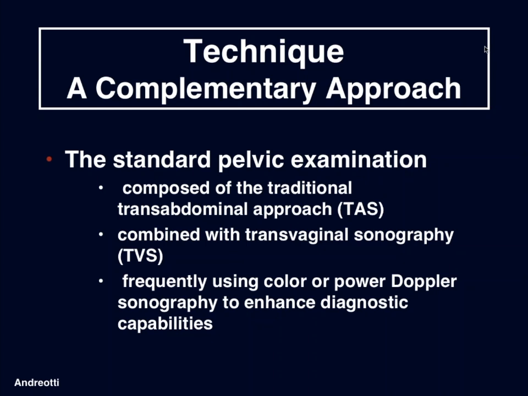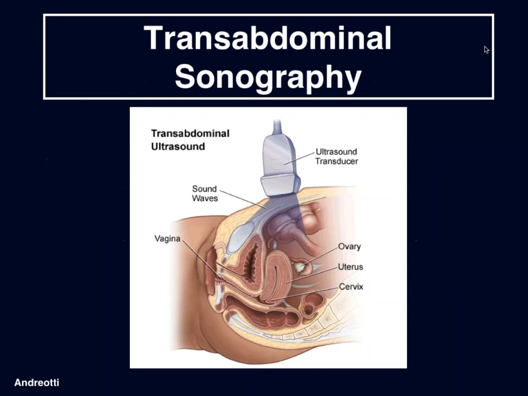So the standard pelvic examination is composed of transabdominal imaging as well as transvaginal sonography. The diagnostic information offered by the two approaches is, in many cases, complementary. Color Doppler sonography may also be added to either study to enhance diagnostic capabilities. So here we have an image showing the transabdominal probe and how it's placed on the abdomen, and we can see the pelvic organs beneath it that we are imaging.